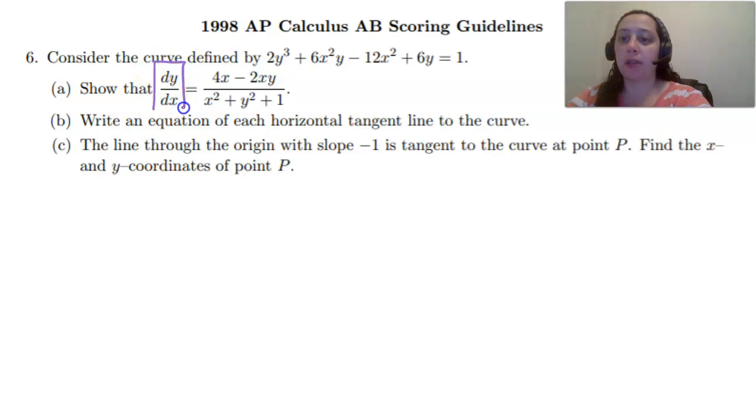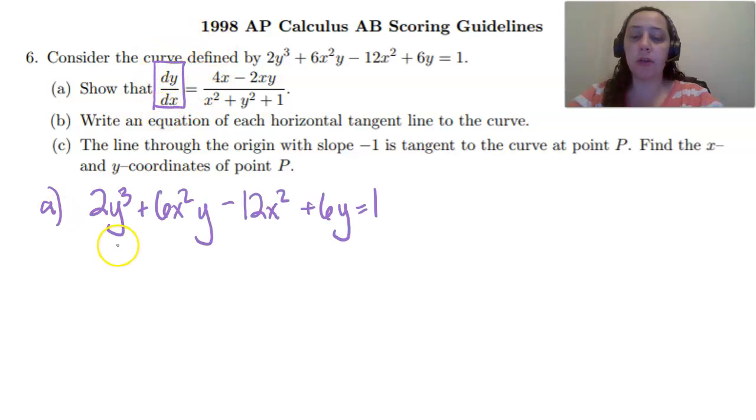So we need to find dy/dx, which means we need to take the derivative. And because we have x's and y's intertwined, we should use implicit differentiation. So remember, in implicit differentiation, anytime you have the y, because we're differentiating with respect to x, we'll use the chain rule and multiply by dy/dx. So here's our equation. Let's start taking the derivative.